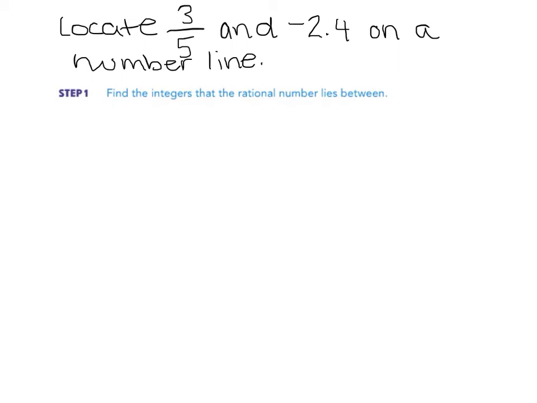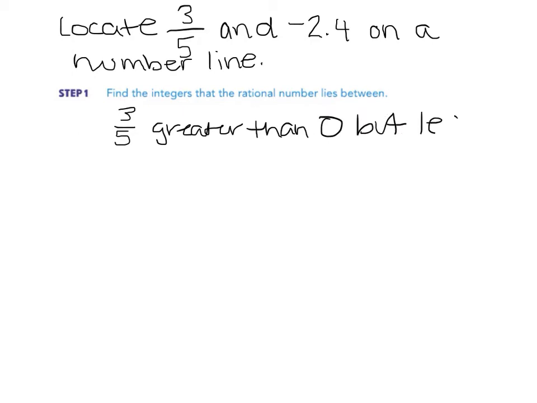So let's locate 3/5 and a negative 2 and 4/10 on a number line. So remember, our first step is to find the integers that the rational number lies between. So first let's look at 3/5. 3/5 I know has to be greater than 0, but less than 1. So we know that it's going to be between 0 and 1.